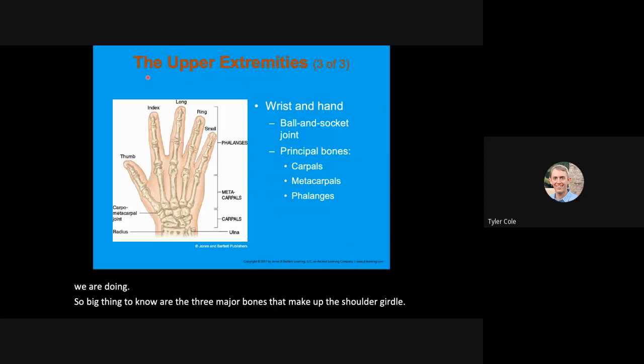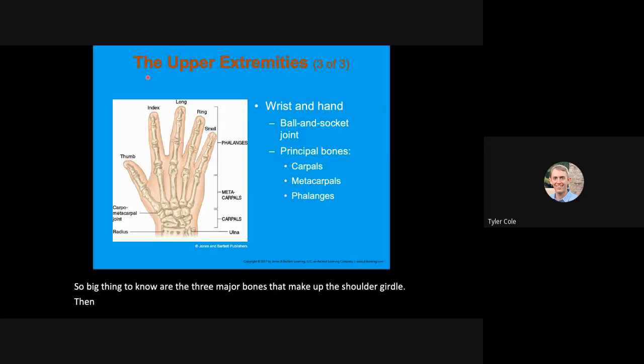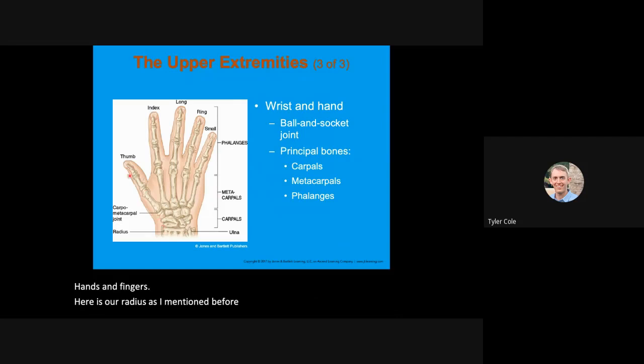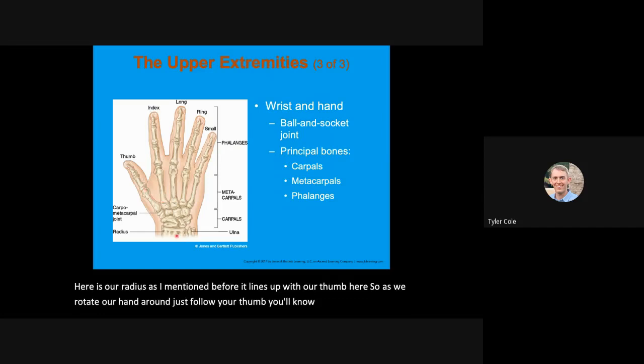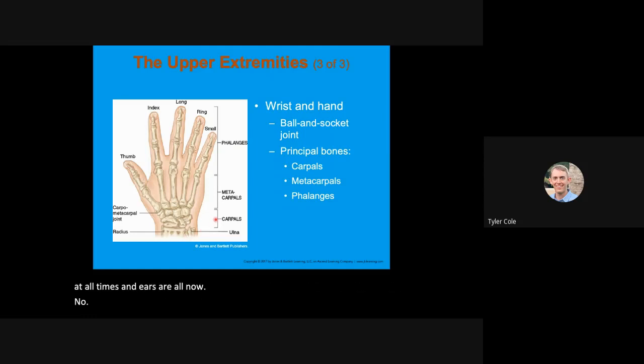Then we have our hands and fingers. So here is our radius. As I mentioned before, it lines up with our thumb here. So as we rotate our hand around, just follow your thumb. You'll know where your radius is at all times. And here's our ulna.